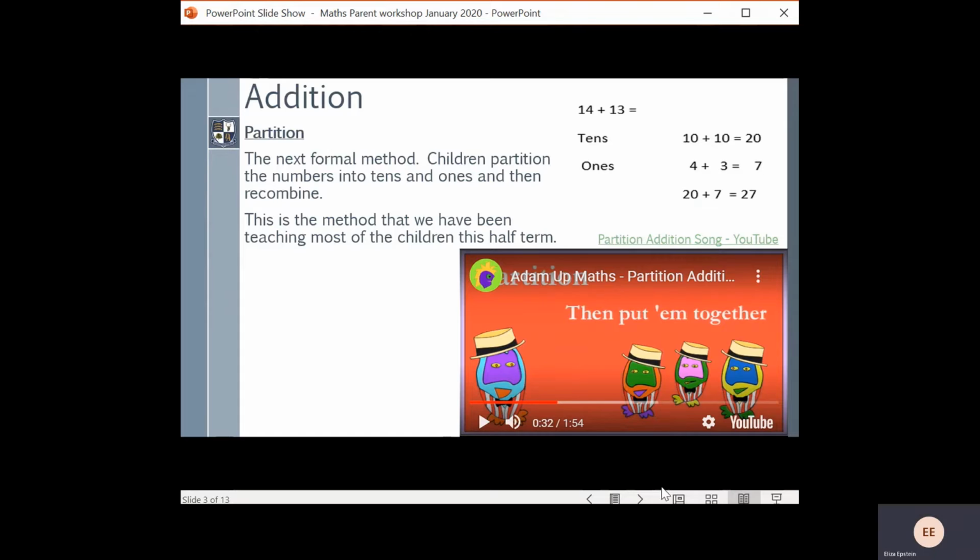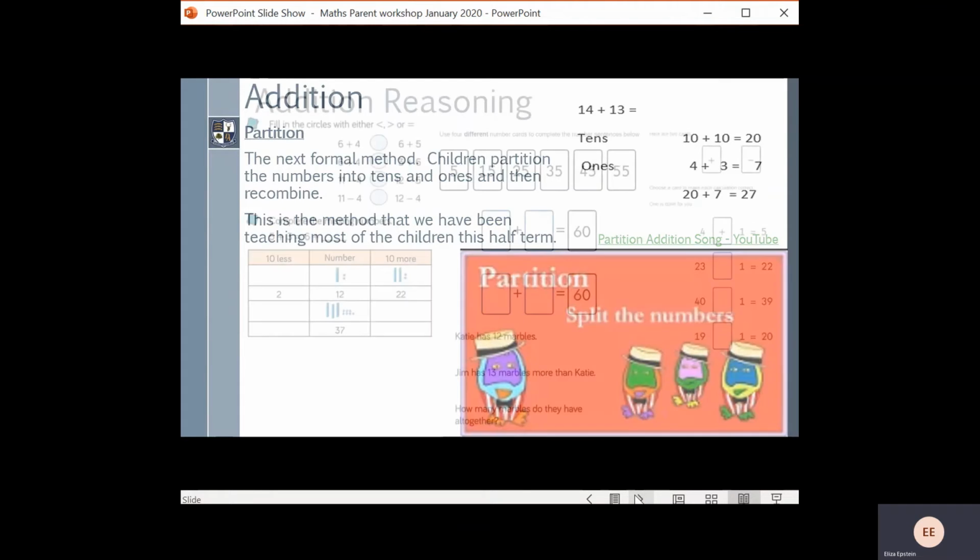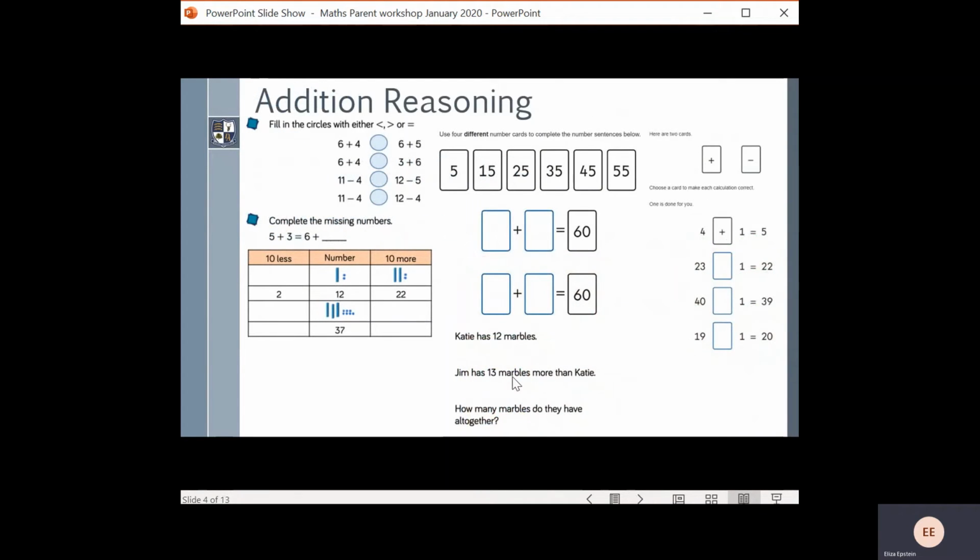I won't play you the whole song, that's for you to do in your own time, but hopefully that supports the children at home because they're used to using that method in school. I should say actually, with single digit numbers, if it's 9 add 5, we would encourage the children to put 9 in their head because it's the biggest number and just count on 5 on their fingers. And then obviously partition for those 2-digit numbers.